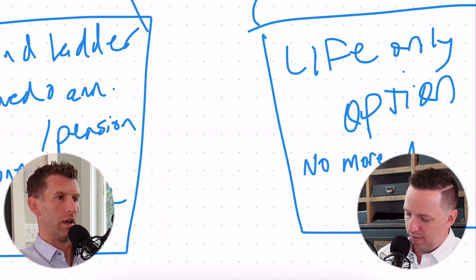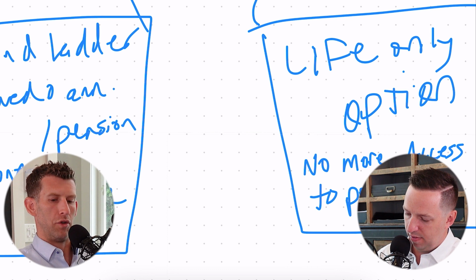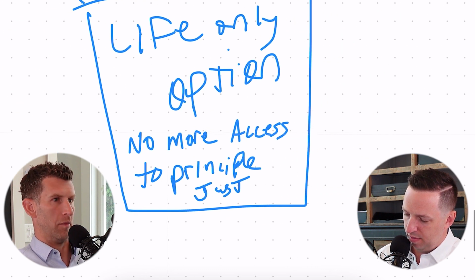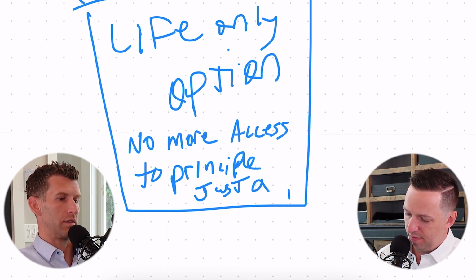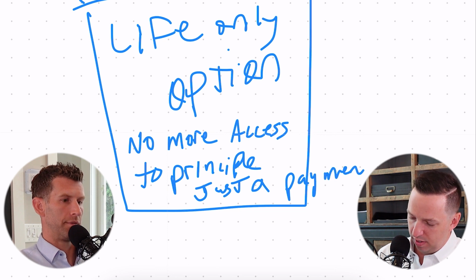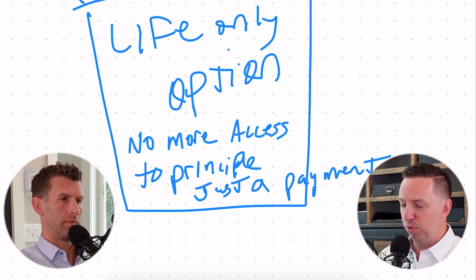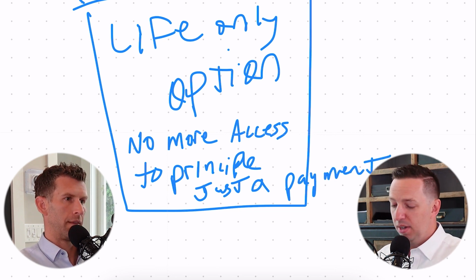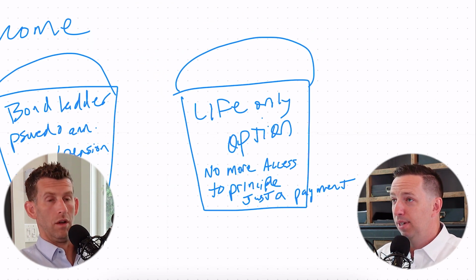You no longer, if you change your mind, you don't have your $1 million anymore. You get a monthly check in the mail instead. That's what the deal is. Just the check. Guaranteed. I wrote here, no more access to principal, just a payment. Yep. Now, that doesn't mean it's a bad option. No. It just means that's how it works. There are very few of them left. Correct. I guess you could create your own with an annuity.